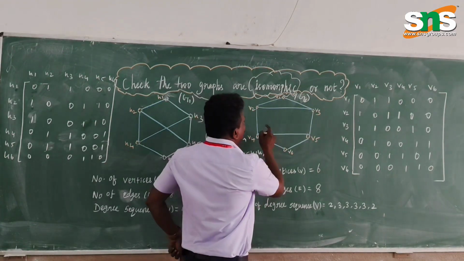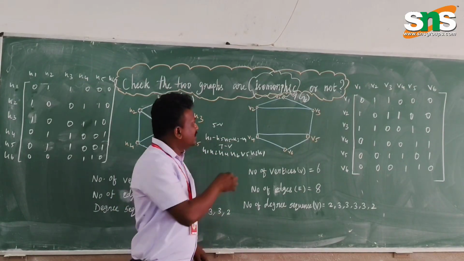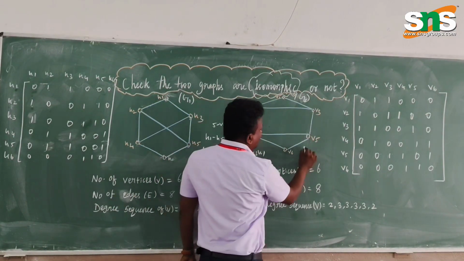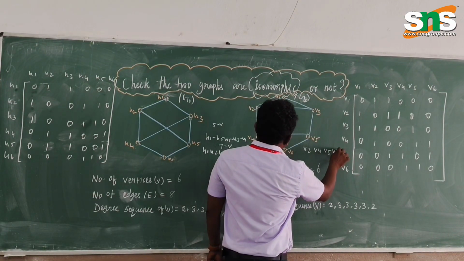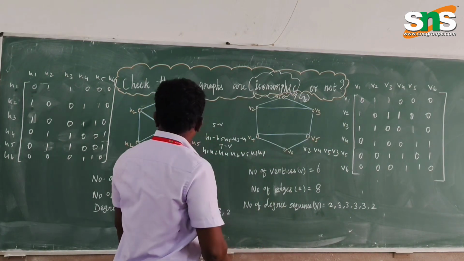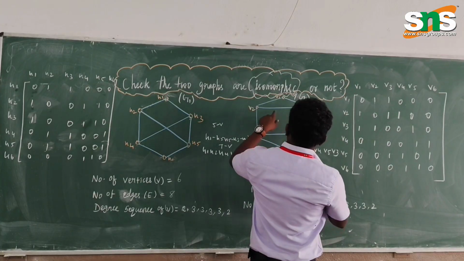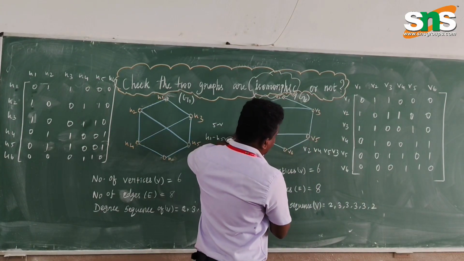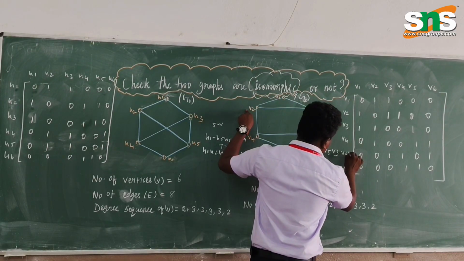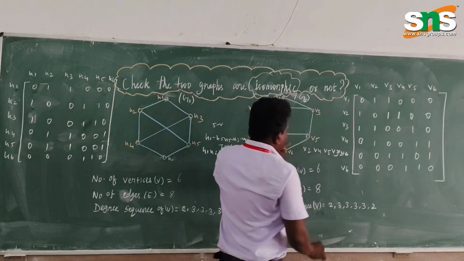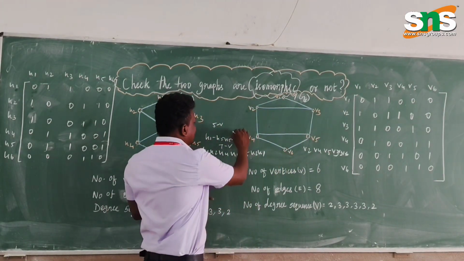Let me check. First we have to check whether this graph has a cycle between 4 vertices or not. So here V2, V4, V5, V3, right? So it has a cycle. Then V2, V4, V5, V3, and again V2. So this is a cycle. It is forming a cycle between four vertices. So the first condition is satisfied.